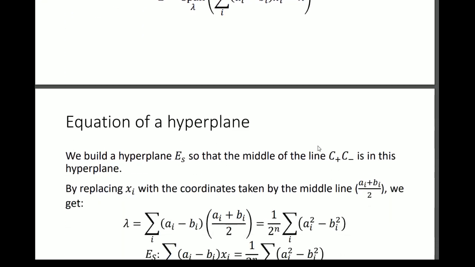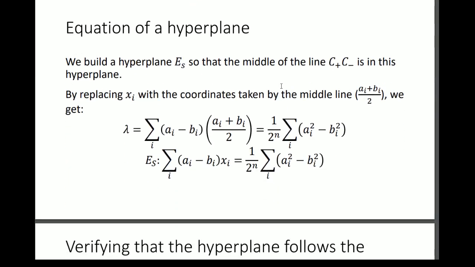So now we want the second condition. So we will build a hyperplane so that the middle of the line C plus, C minus is in this hyperplane. So we replace xi with the coordinates taken by the middle of the line. So the middle is the sum divided by 2 for each component because we are in Euclidean space. So lambda is equal to the sum of (ai minus bi) times xi, but we replace xi with (ai plus bi) over 2.